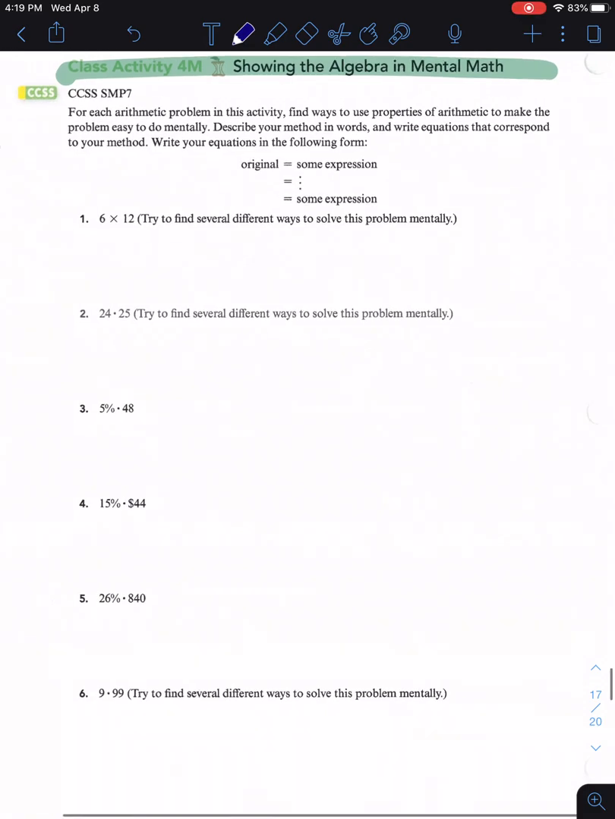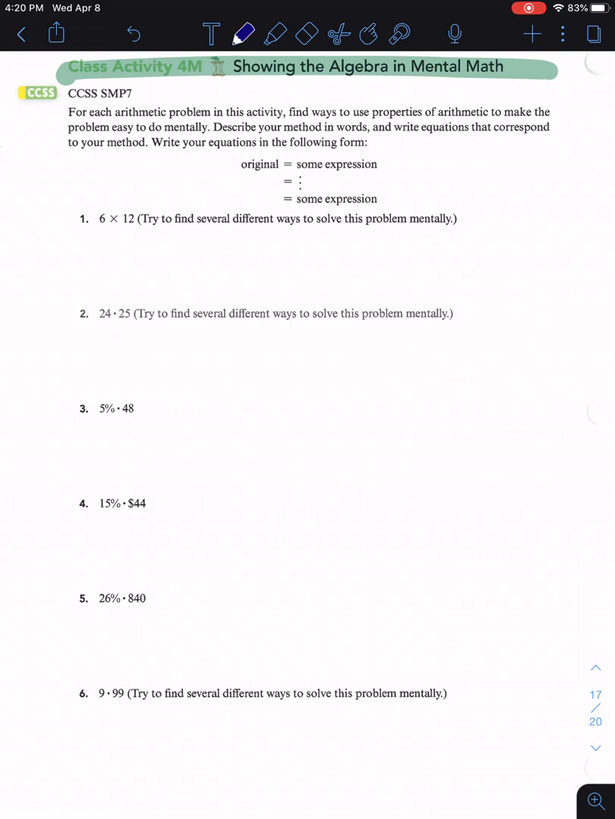So let's take a look at some more complicated expressions here, and as we're evaluating them, how could we make any of these 6 calculations easier than writing everything in a column and multiplying it out using the traditional algorithm?